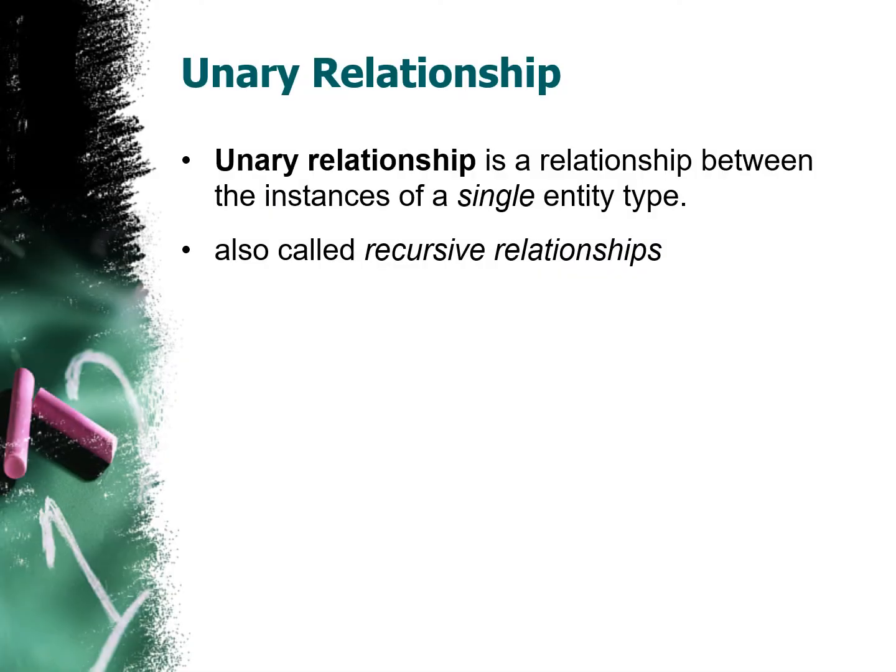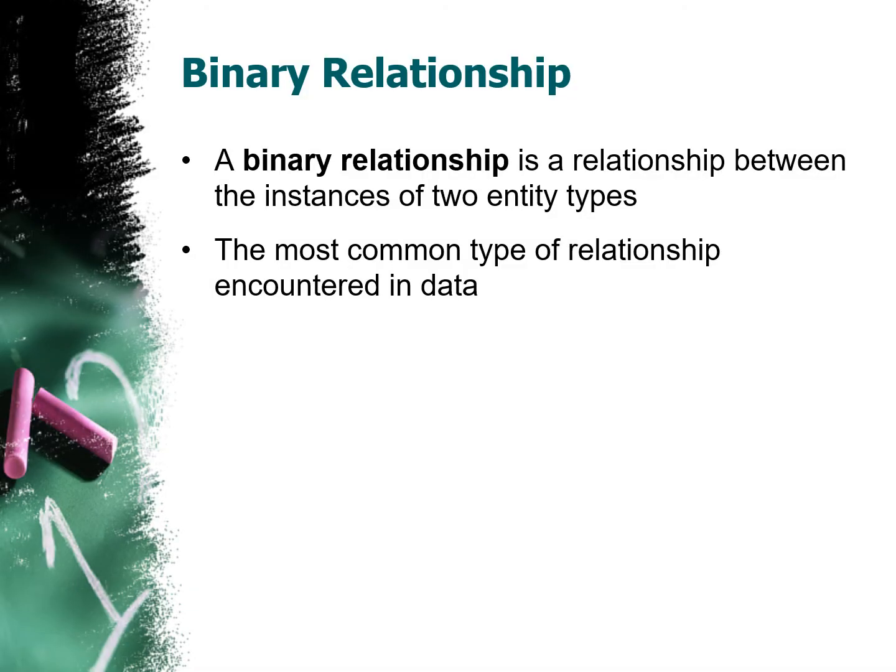So we'll just run through this one quickly. A unary relationship here, as defined, is a relationship between the instances of a single entity type. They are normally referred to as recursive relationships. The binary relationship contains two entity types, and like I said, this is the most common type of relationship encountered in data.